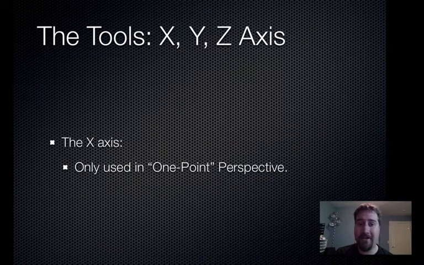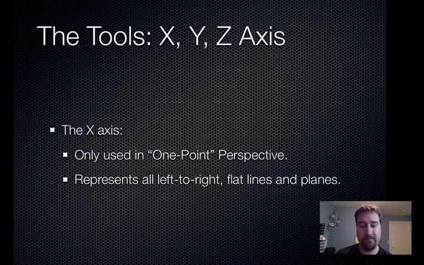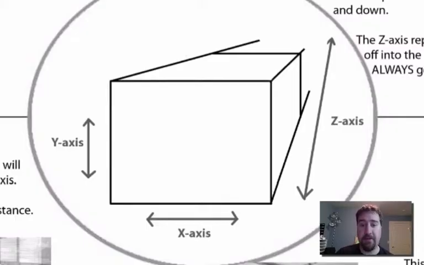All right, let's go to your next set of tools, the X, the Y, and the Z axis. Now, if you've had geometry, you already know how to do this. You already know how to plot coordinates on a graph. It's the exact same principle in linear perspective. The x-axis only exists in 1 point perspective, and it represents any line or plane that is left to right, horizontal, flat. Here's an example of a cube in 1 point perspective. The x-axis would be any line that's left to right.